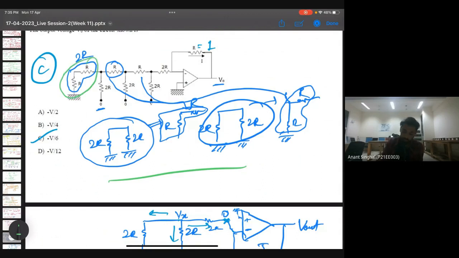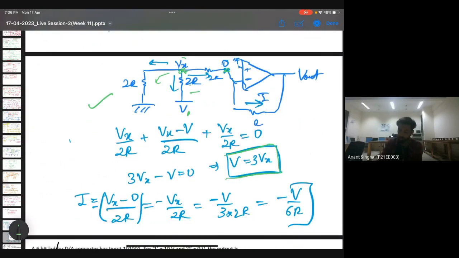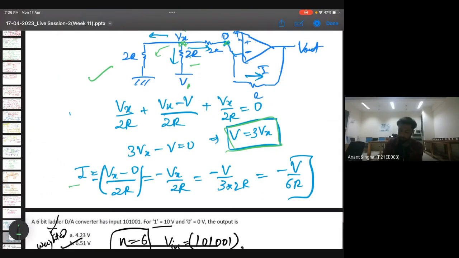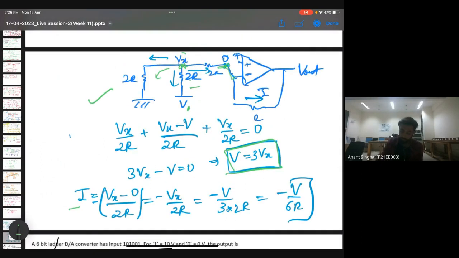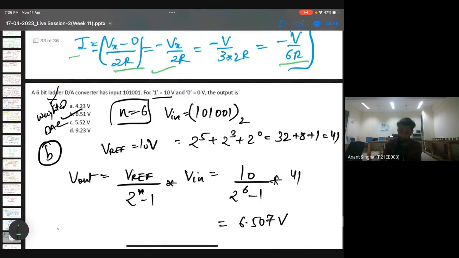So these are in series, then both will be 2R in parallel with this 2R, and 2R parallel 2R will be nothing but R. And similarly, we reduce the circuit to this circuit, and then we applied KCL at this node. So Vx upon 2R plus Vx minus V upon 2R, and Vx minus virtually grounded upon 2R will give a relation between V and Vx, and then this current is the same, so it will be Vx minus 0 upon 2R. So this is what we calculated. So we get the answer as minus V by 6.